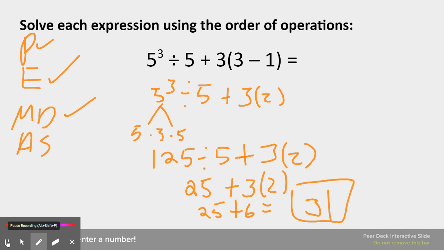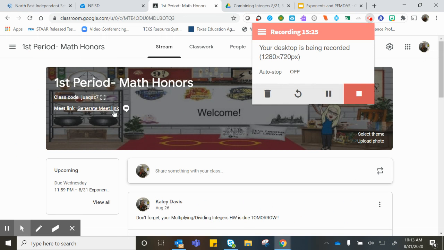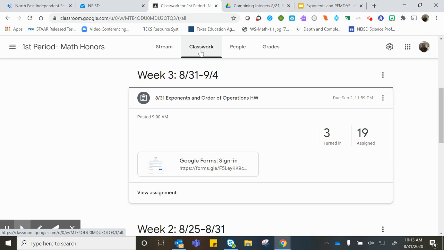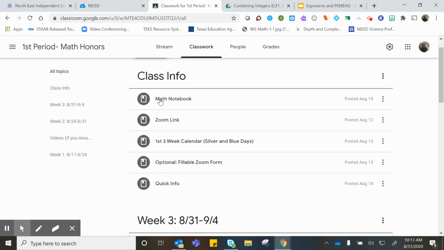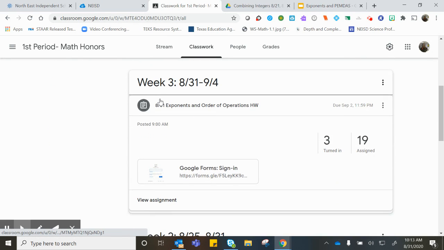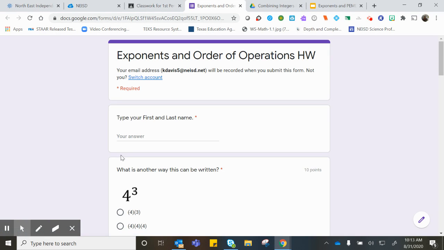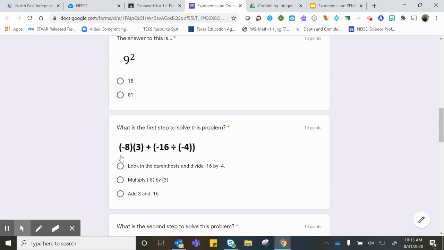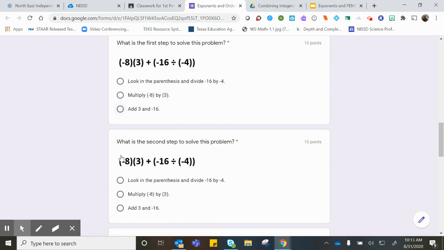So now let's take a look at what your homework is going to be for today. All right, so for your homework, you're going to want to head on over to Google Classroom, click underneath classwork, okay, and you'll scroll down and you'll see we are on week 3 right now. If you click on your Google form, please remember to take your time on this. You'll see we have problems about exponents, order of operations.